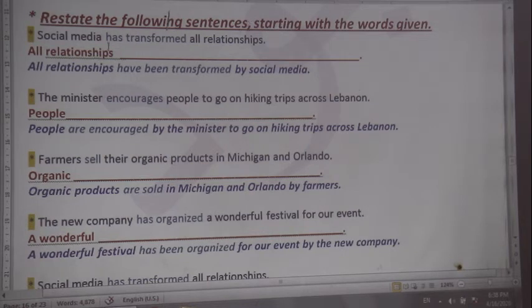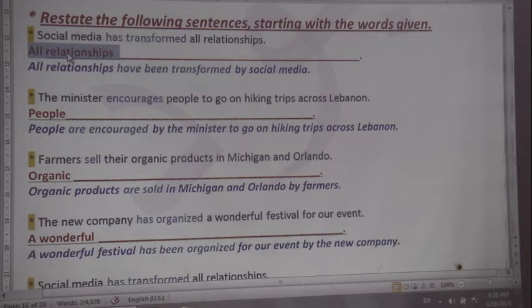Now, social media has transformed. So first of all, think about the object. Now here the object is all relationships. So we start our sentence in the passive with the object, all relationships. This is the object in the introductory sentence in the active, and we use it at the beginning here, as you can see.